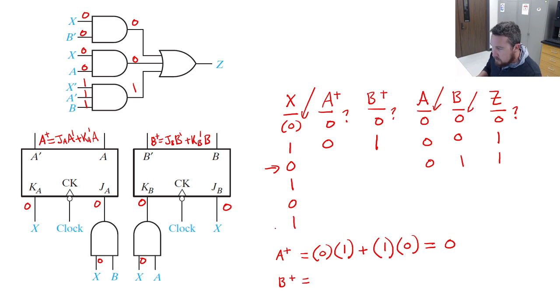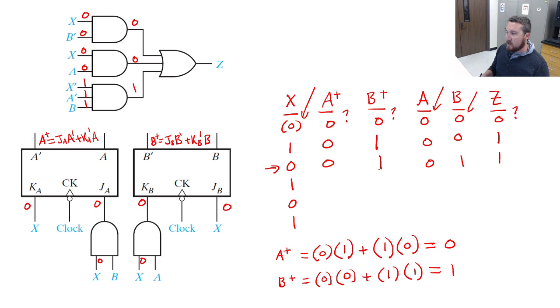Now B is going to be, let's see, so JB is equal to 0. B prime is equal to 0 because that's equal to 1. KB prime is equal to 1. And B is equal to 1. It means that B plus is equal to 1. So we actually get the same state again, despite the fact that we toggled. All right. So next up, let's do the next level. We can kind of speed things up a little bit.